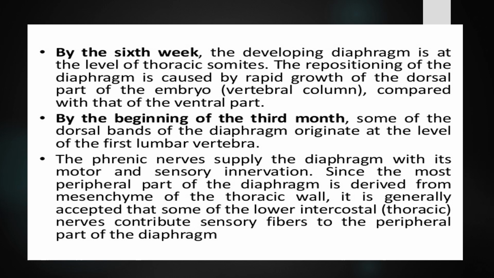The repositioning of the diaphragm is caused by the rapid growth of the dorsal part of the embryo, meaning the vertebral column, compared with that of the ventral part. By the beginning of the 3rd month, meaning the 13th week of pregnancy, some of the dorsal bands of the diaphragm originate at the level of the first lumbar vertebra, or L1. The phrenic nerve supplies the diaphragm with its motor and sensory innervation. Since the most peripheral part of the diaphragm is derived from mesenchyme of the thoracic wall, it is generally accepted that some of the lower intercostal nerves contribute sensory fibers to the peripheral part of the diaphragm.